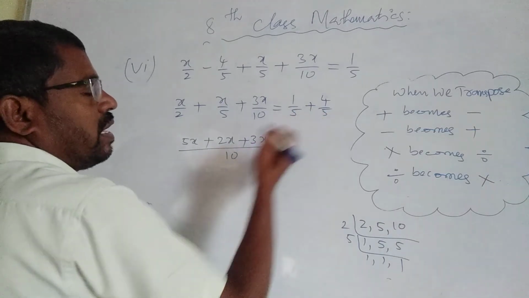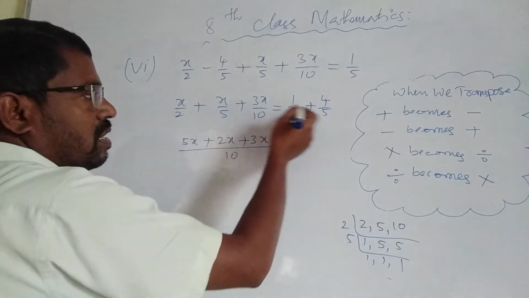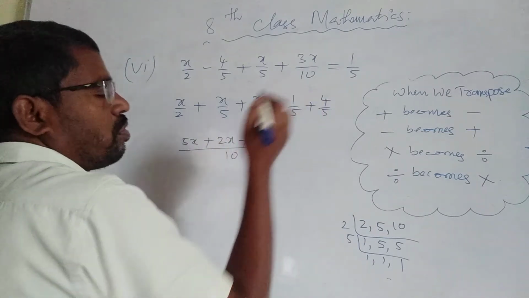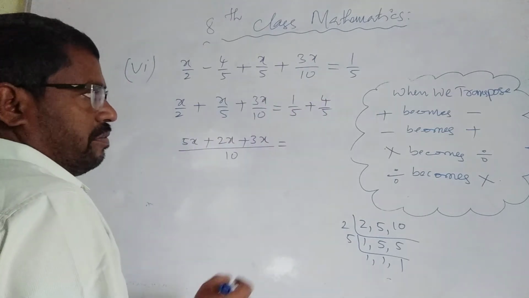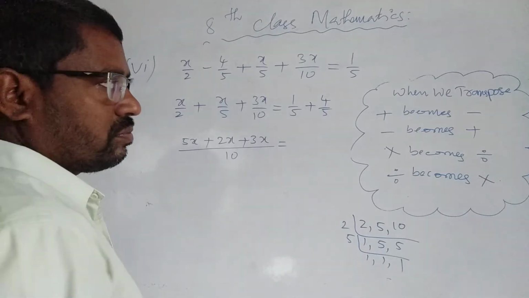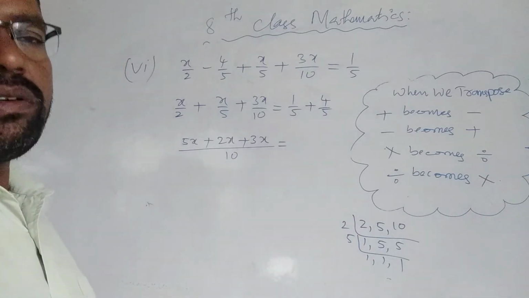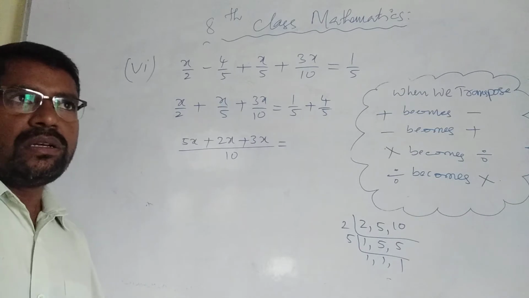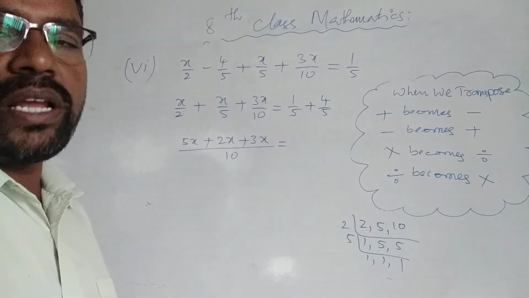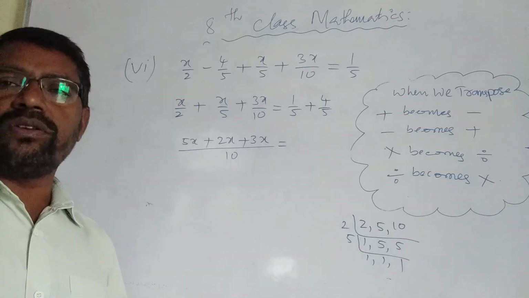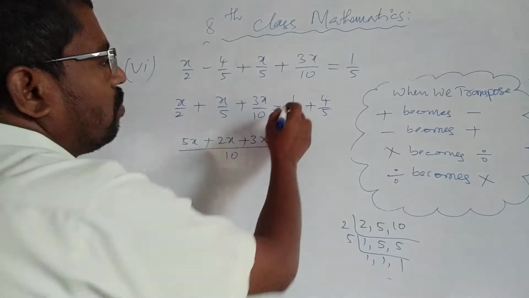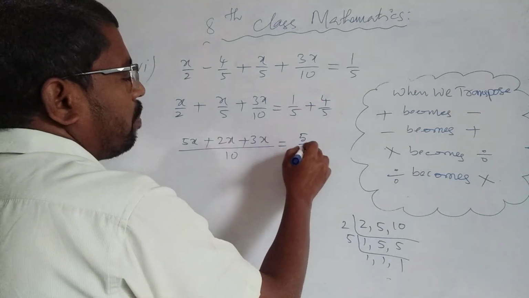Already these two are like fractions. Like fractions, already you are getting 1 by 5, 4 by 5. Both are equal. Like fractions we can add the numerators. If denominators are equal, they are called like fractions. So in like fractions directly what you should do, add numerators and get the answer. 1 plus 4, 5. 5 by 5.